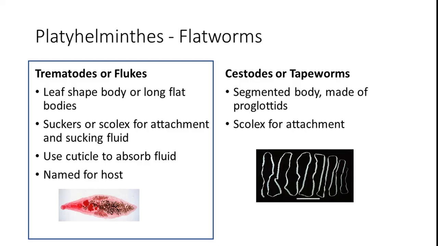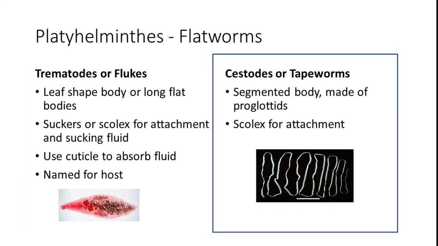So the trematodes have leaf-like bodies, and they're going to have suckers or scolexes for attachment and sucking out fluids. And then, of course, oftentimes they're going to be named for their host themselves. The cestodes are your tapeworms. They have segmented bodies made out of what we call proglottids, and they too have a scolex for attachment. And so you've heard of tapeworm infections and things along those lines.